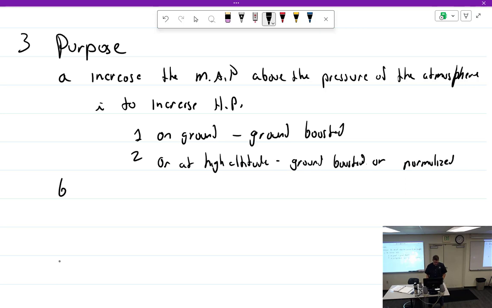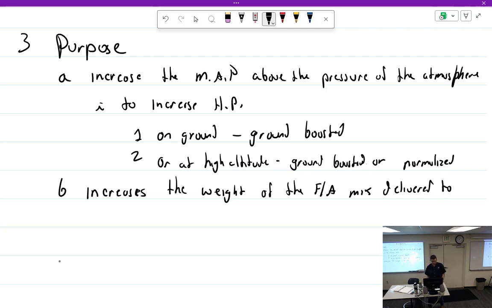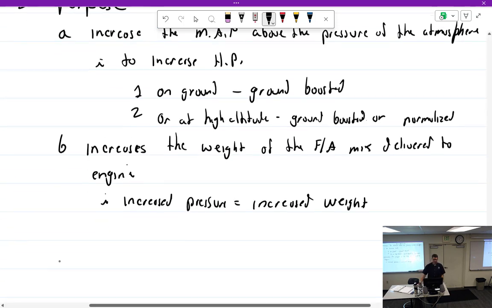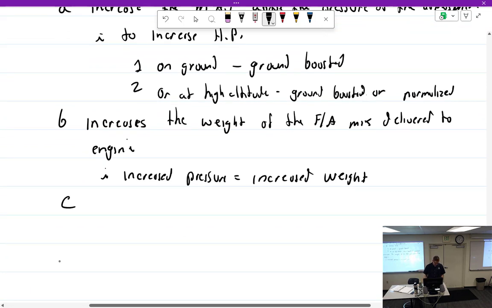What does it do to give me this horsepower? Increases what? Okay. Well, yes, increases the weight. You are correct. Weight of the fuel air mix delivered to engine. So increased pressure equals increased weight. Well, how does that give me more horsepower?